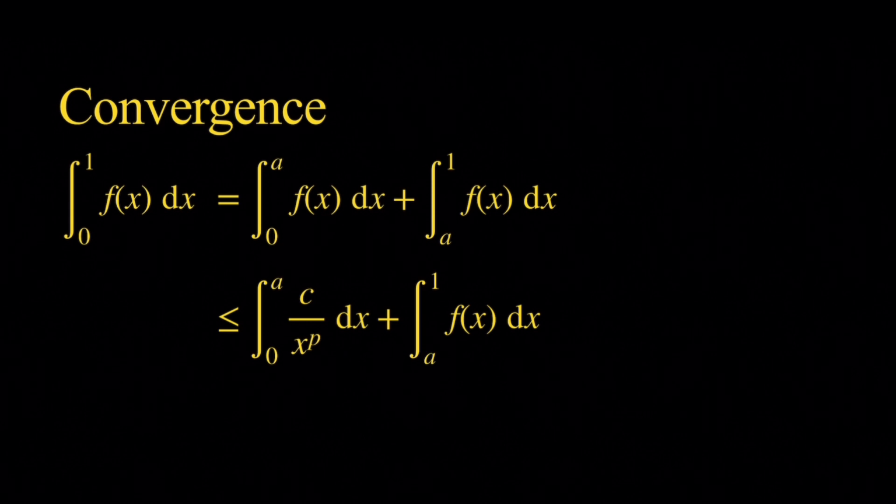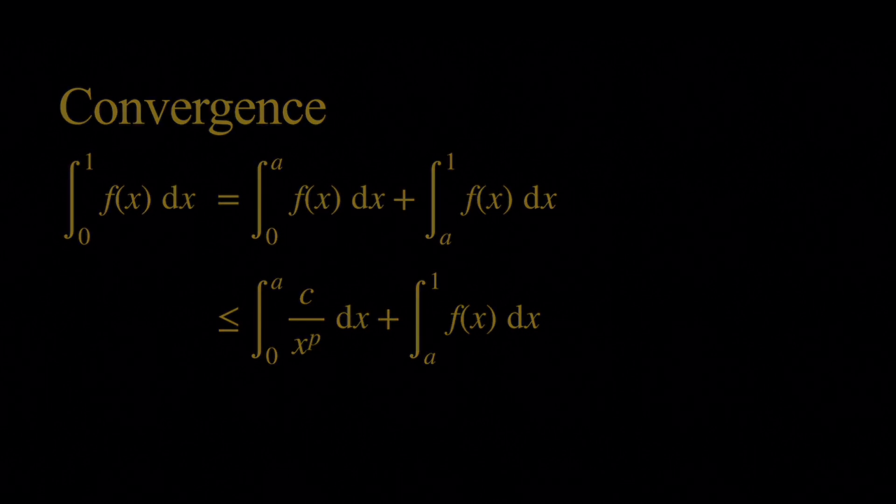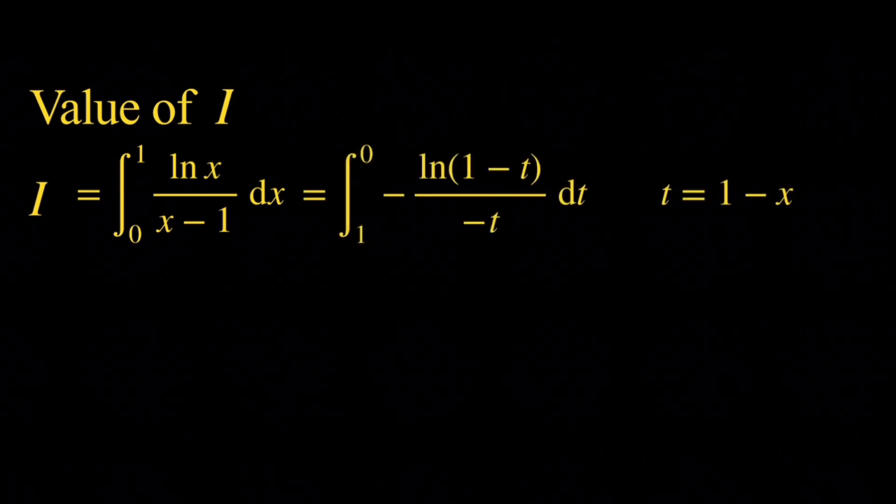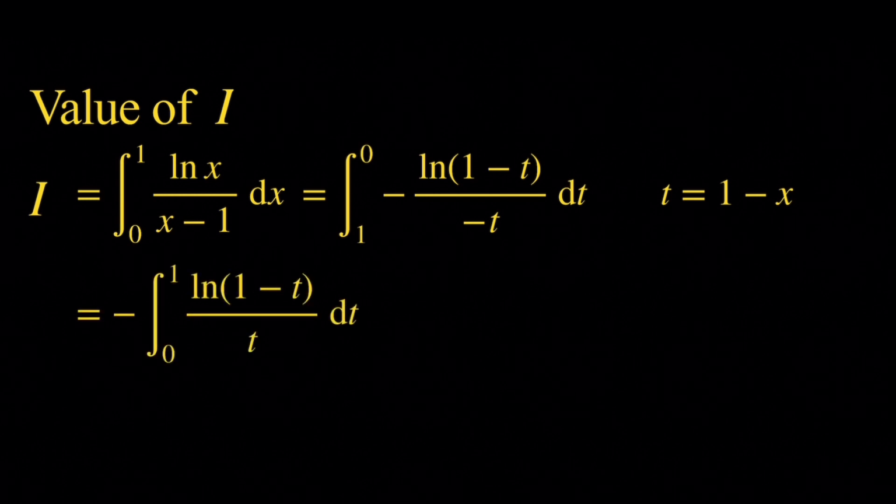Now we're going to compute the value of the integral. I'm going to present two different approaches. In the first approach, I'm going to use power series. Okay, so I am going to make a change of variable first. I'm going to substitute t equals 1 minus x. So of course this is going to give us that I is equal to negative integral from 0 to 1 of natural log of 1 minus t over t dt.